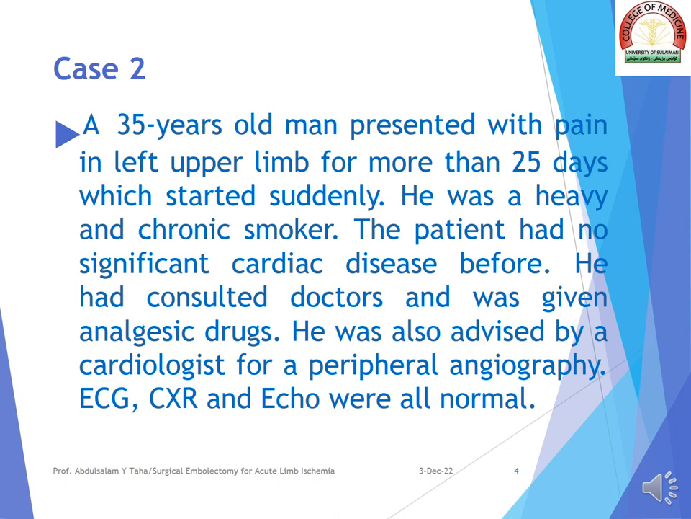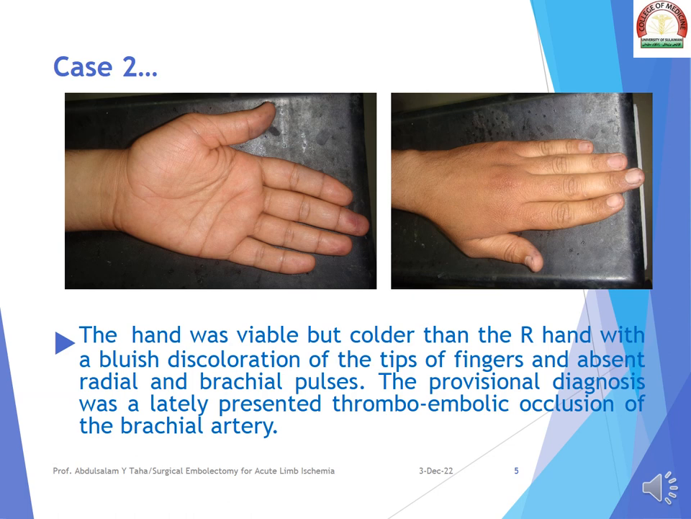In these pictures, we can see the hand of the patient. The hand was viable, but colder than the right hand, with a bluish discoloration of the tips of the fingers and absent radial and brachial pulses. The provisional diagnosis was a lately presented thromboembolic occlusion of the brachial artery.